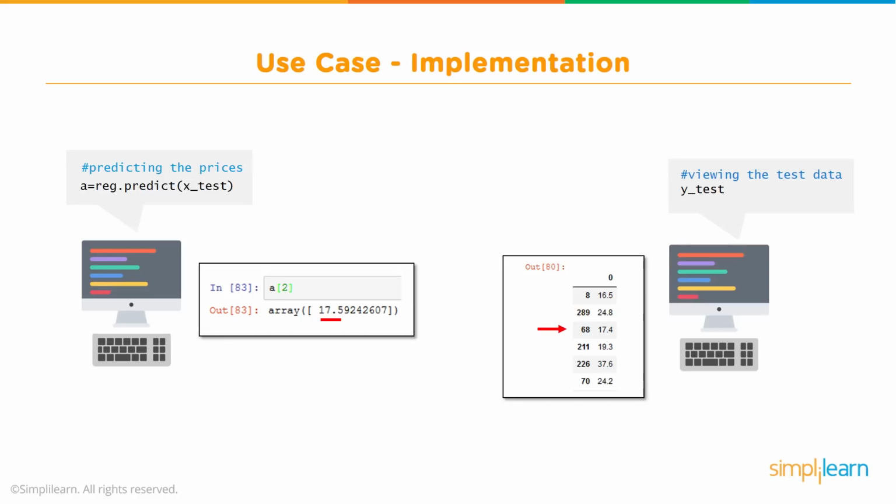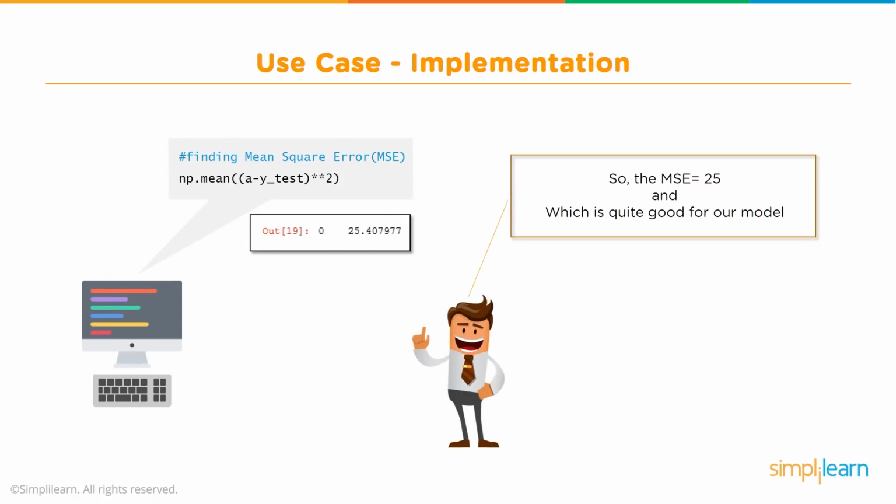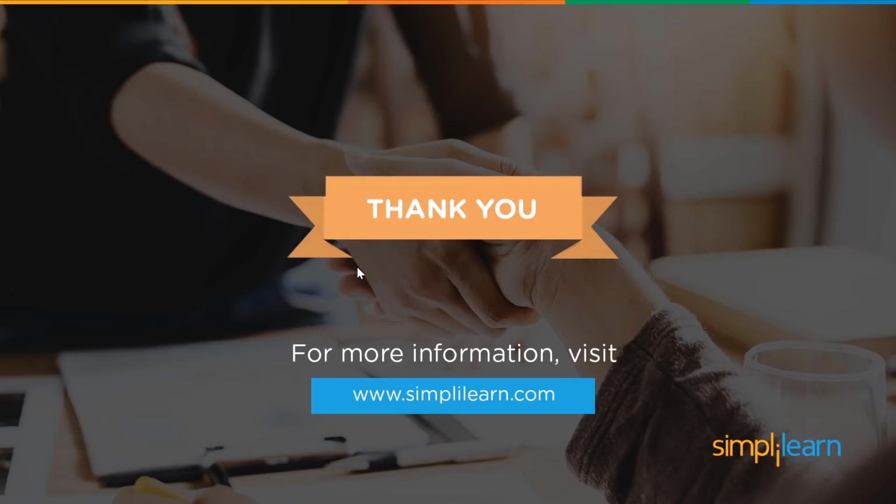Our model was functioning pretty well. For array number 3, we get 18.1 and on the test data, it is 19.3. Finally, we calculate the mean squared error, which came out to be 25.4, which is quite good for our model. So that brings us to the end of the video.